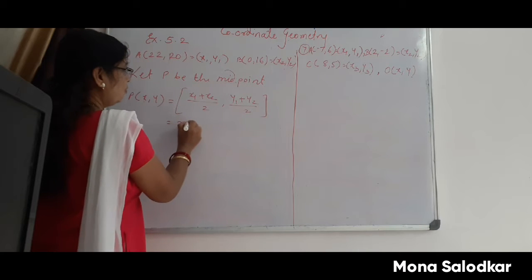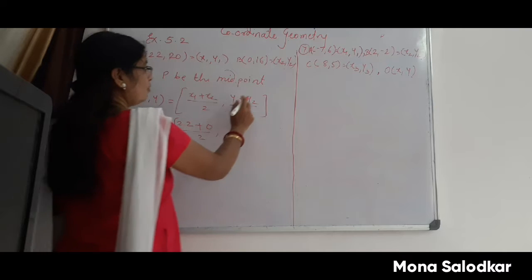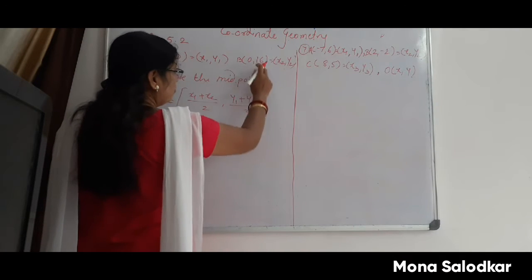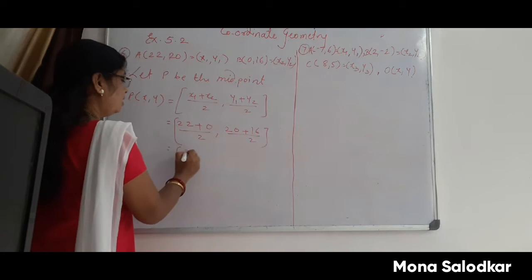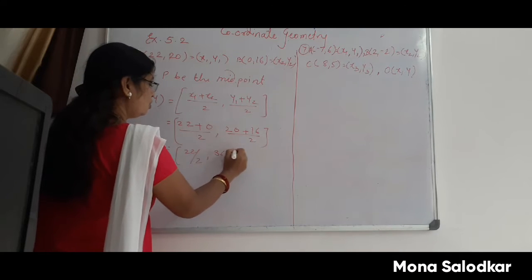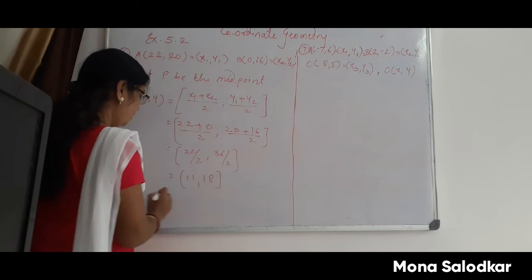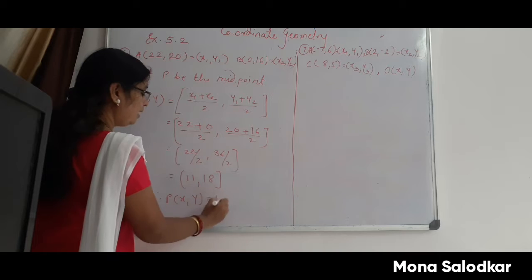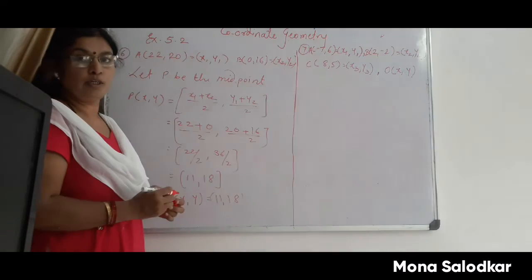x1 is 22, x2 is 0, upon 2; y1 is 20, y2 is 16, upon 2. So what do you get here? 22 upon 2, and 20 plus 16, 36 upon 2. So what are your coordinates? 11 and 18. Therefore, the coordinate of P is 11 and 18. It is a very easy problem, generally asked for 2 marks.